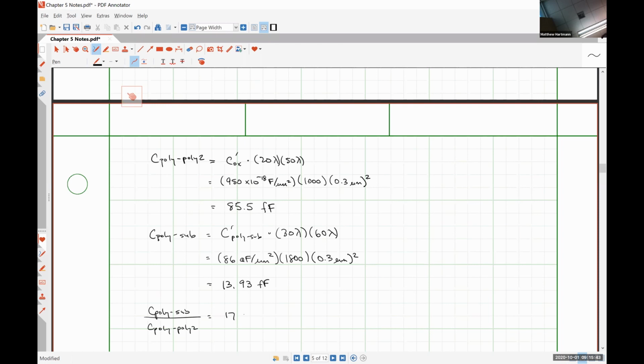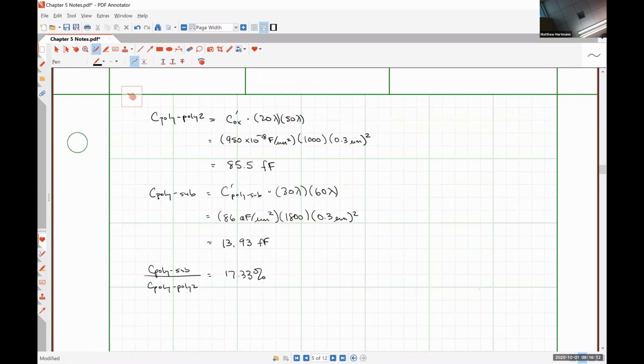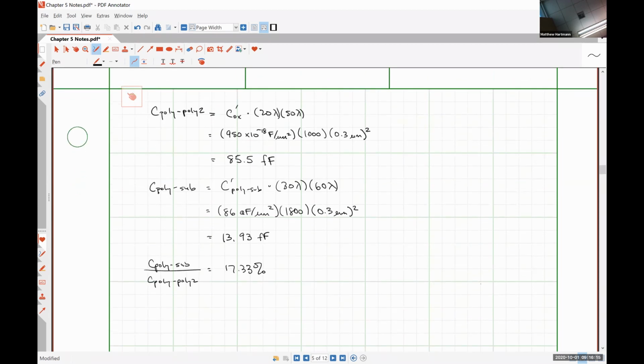So the ratio of these two is 17.33%. So our parasitic capacitance is roughly 1/6 that of our designed capacitance, okay? So that's a pretty significant number. And we're going to have to employ different techniques to try to mitigate some of these parasitic capacitances, and we'll talk about that a little bit later. But now that we've defined how a poly-poly capacitor is made, let's talk about how its capacitance also varies with temperature.